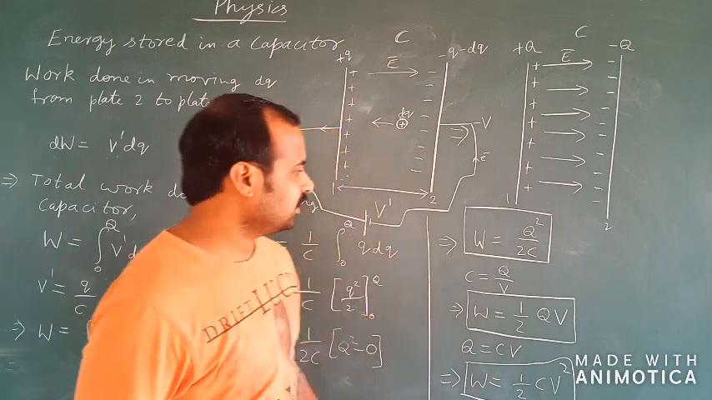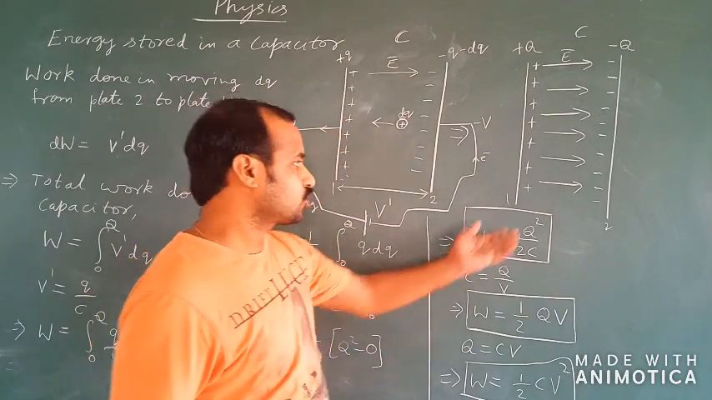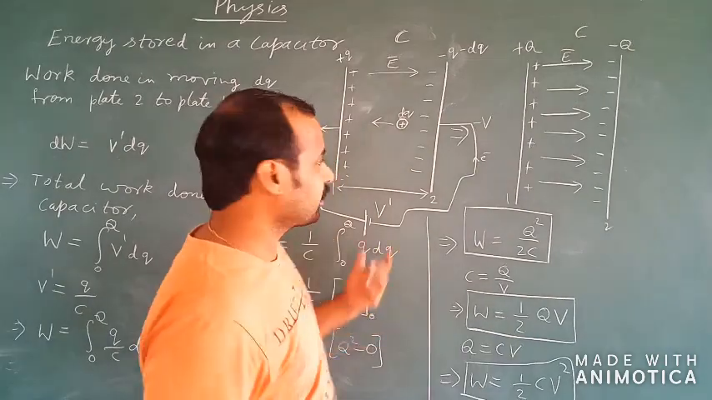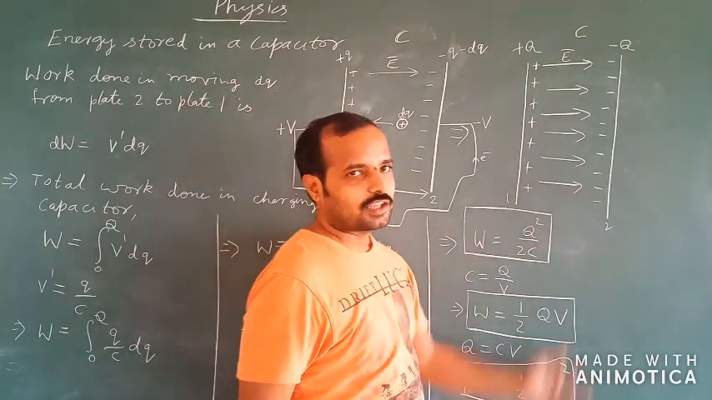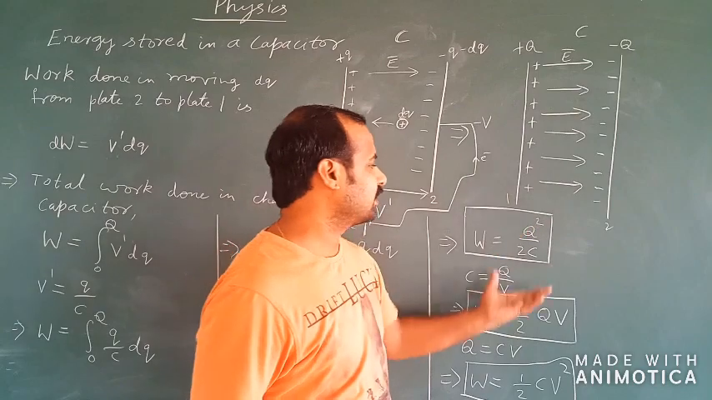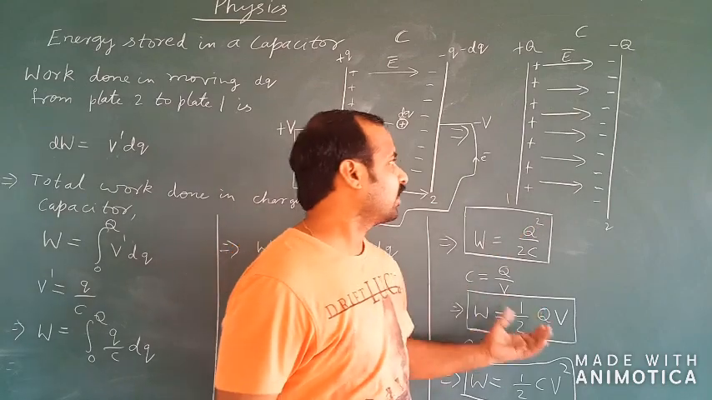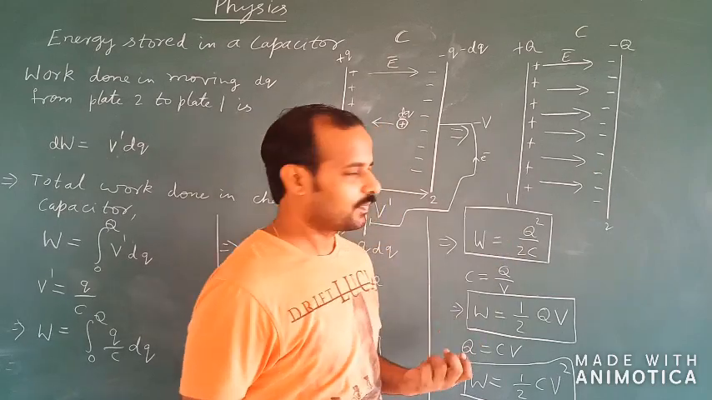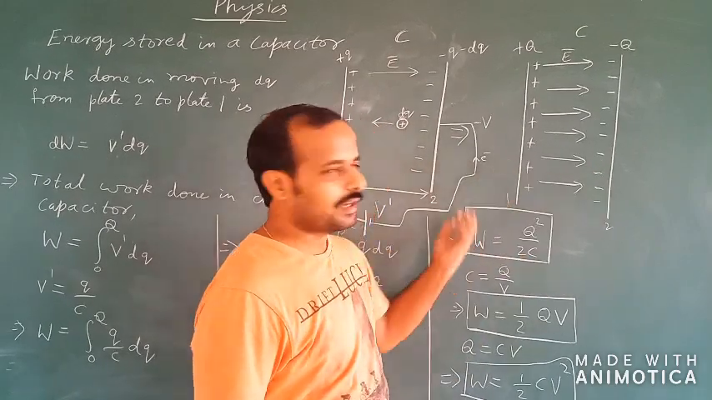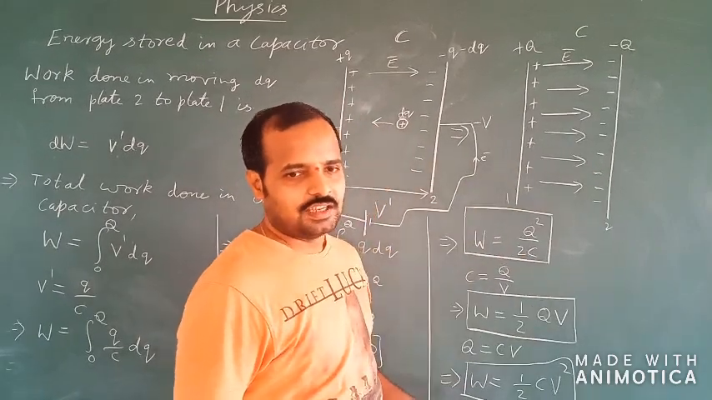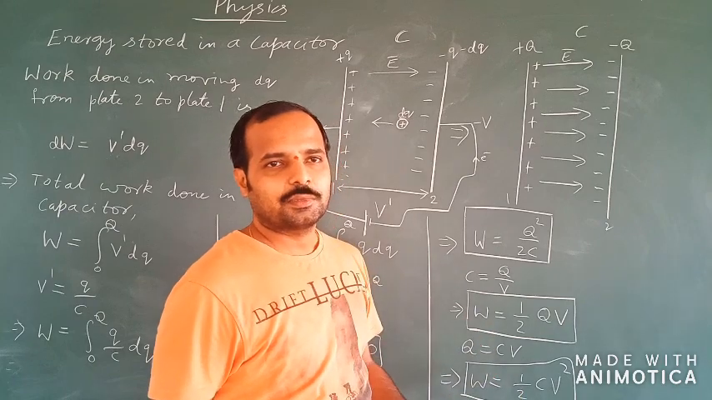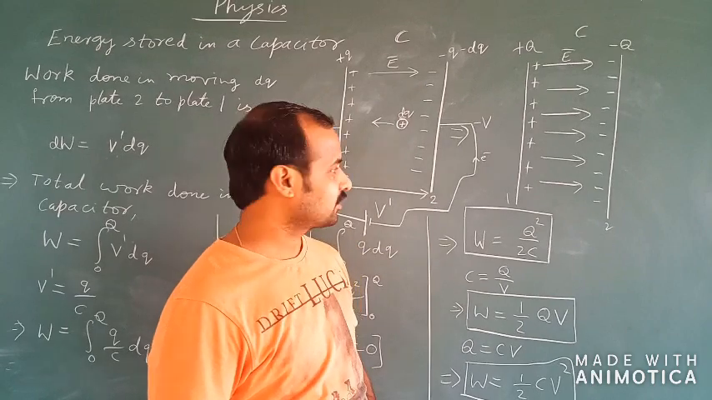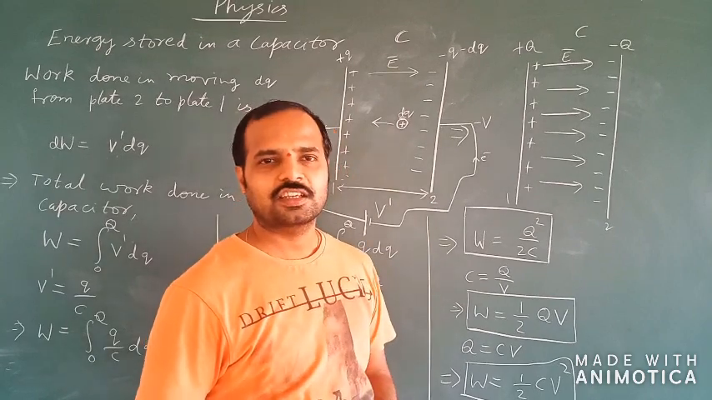Now remember one thing, the work done in storing the charges is converted into the potential energy which is stored in the capacitor. That is, the potential energy stored is nothing but the work done in moving the charges, or charging the capacitor. Charging the capacitor needs some work, and that work done is nothing but the potential energy stored in the capacitor plates. So this is about the energy stored in the capacitor plates.